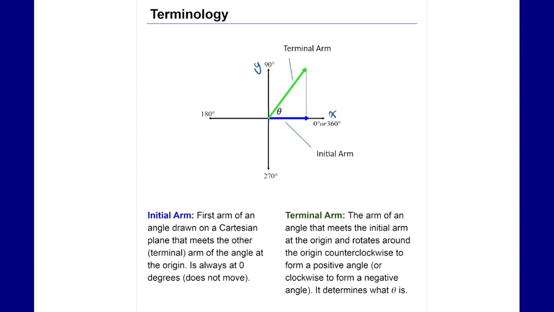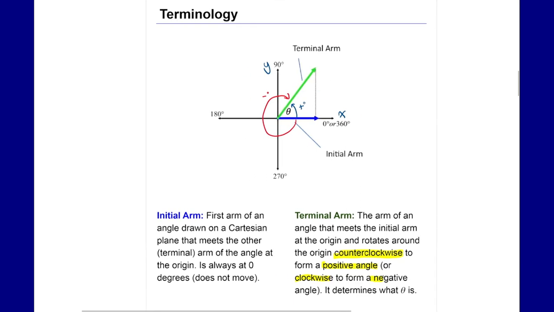The terminal arm is the arm of the angle that meets the initial arm at the origin and rotates around the origin. Counterclockwise to form a positive angle. That means if I start at the initial arm, I move counterclockwise to reach the terminal arm for a positive angle. I could also go clockwise and make a negative angle. So it's either counterclockwise for positive or clockwise for negative, kind of opposite of what you might think.